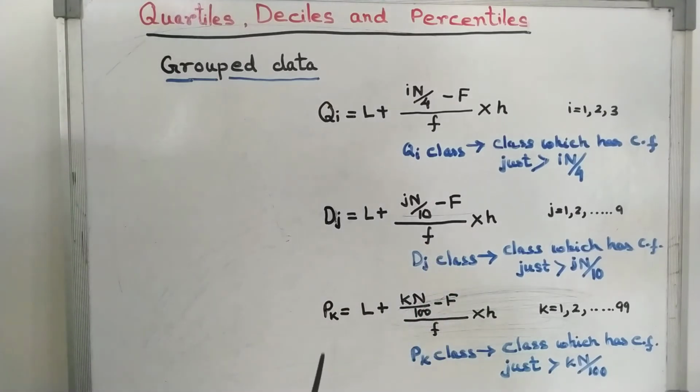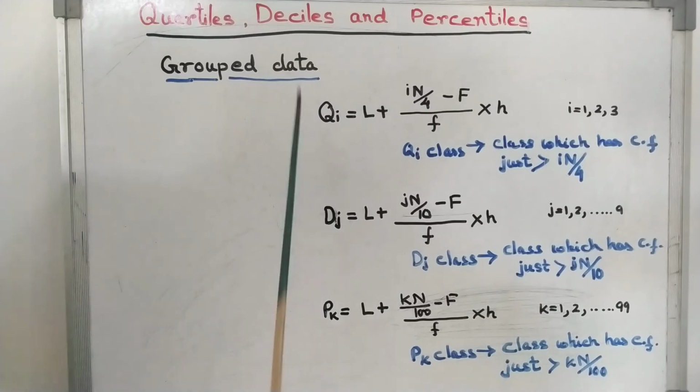Now for percentile, we denote it by Pk, where k goes from 1 to 99. The formula again: only this part will change. It will be k n by 100, because it is a percentile. Same as before, first you need to find the percentile class. The Pk class is the class which has cumulative frequency just greater than k n by 100. Whatever the value of k, first you evaluate this to find the Pk class. From the class you get the values, put them here, and you will get the specific value of Pk.